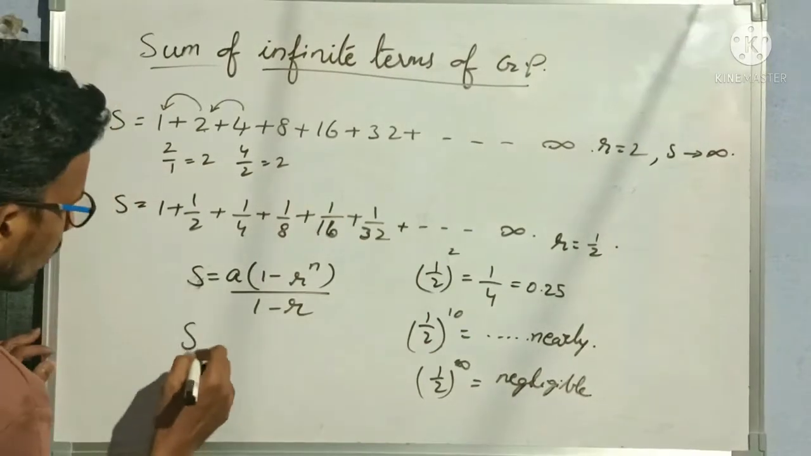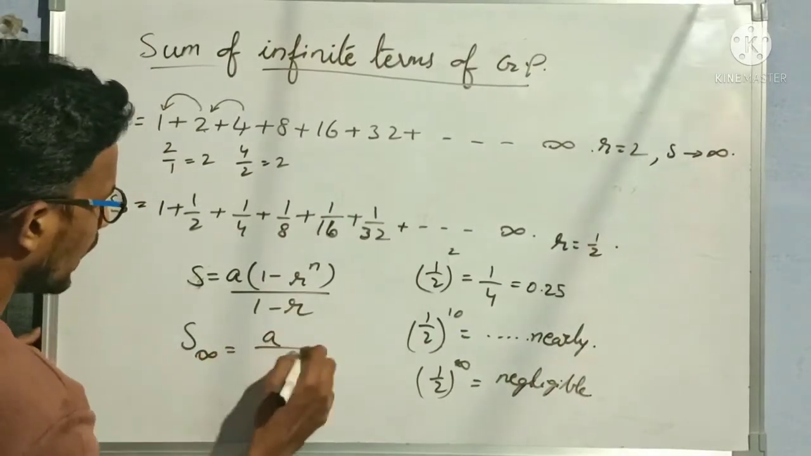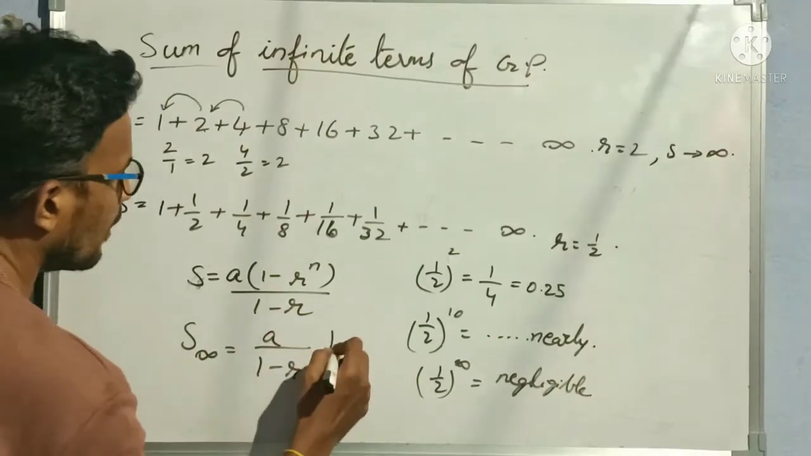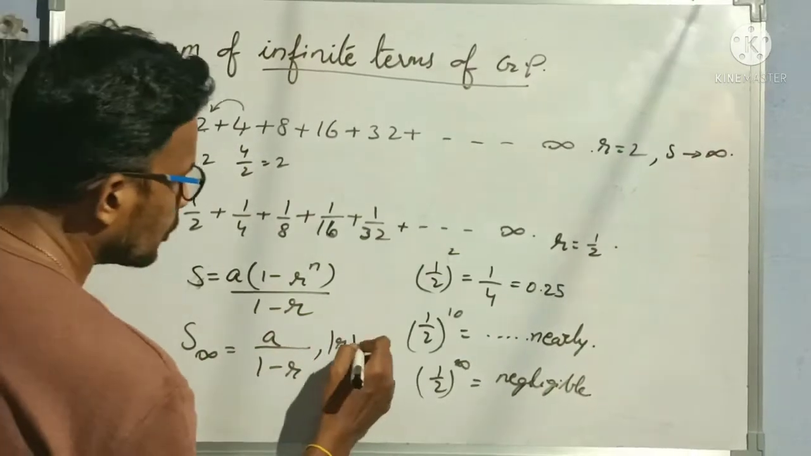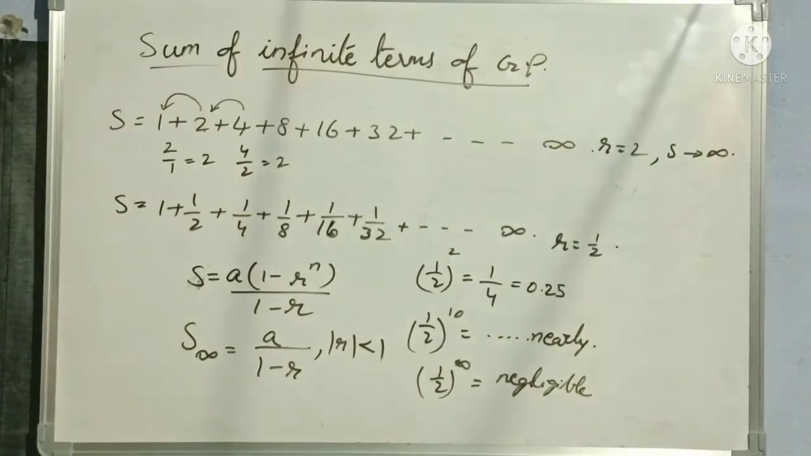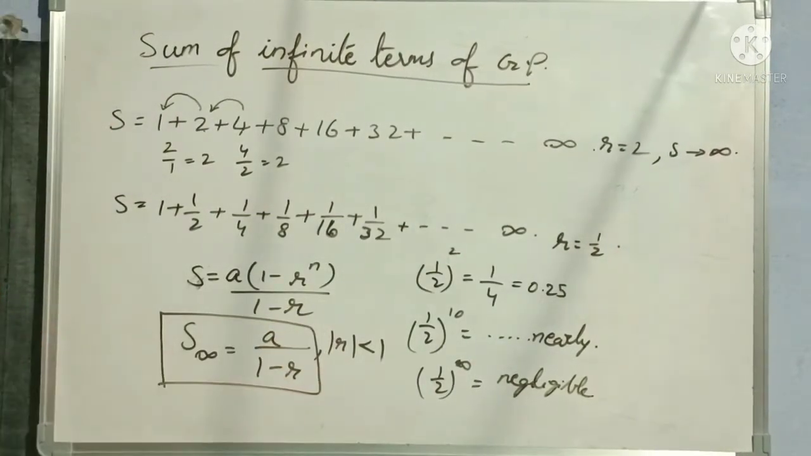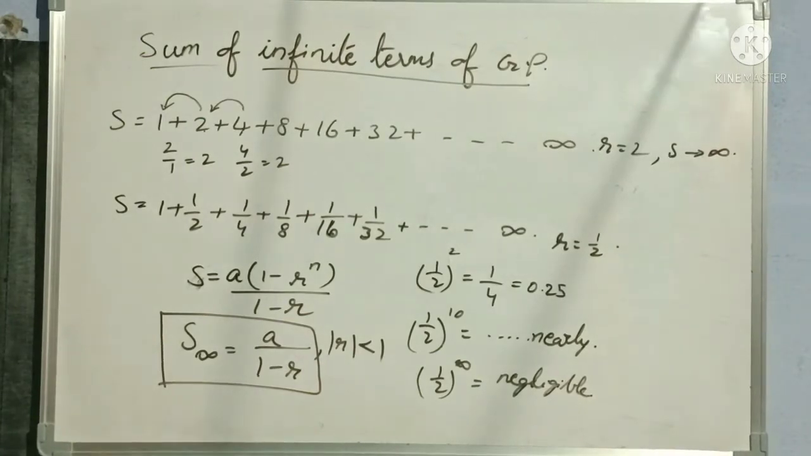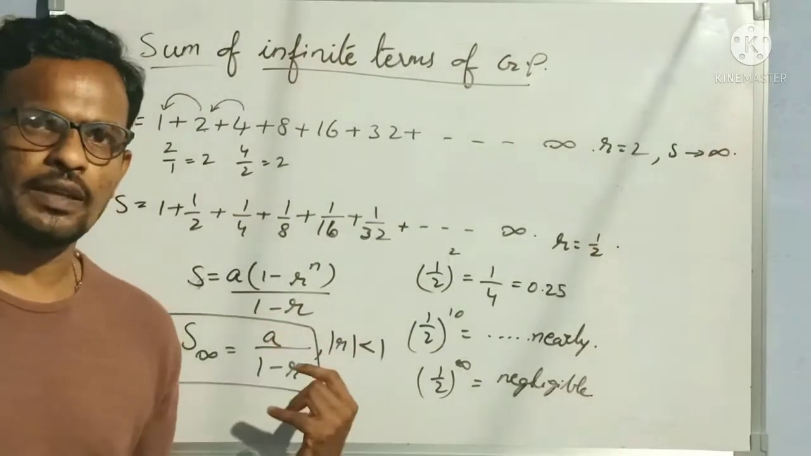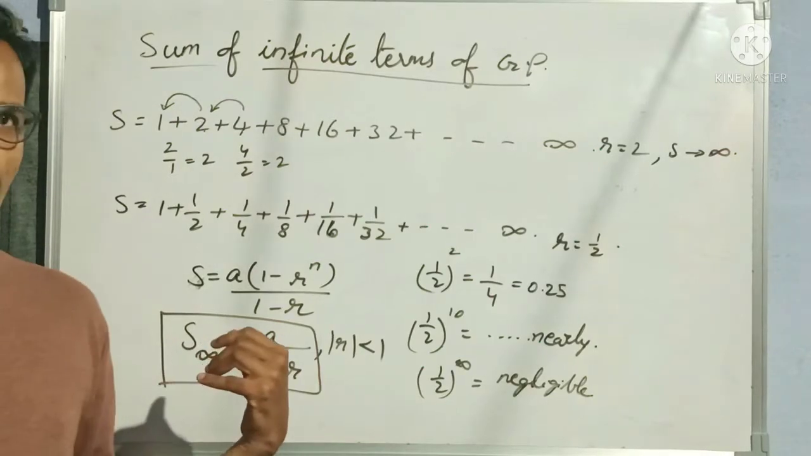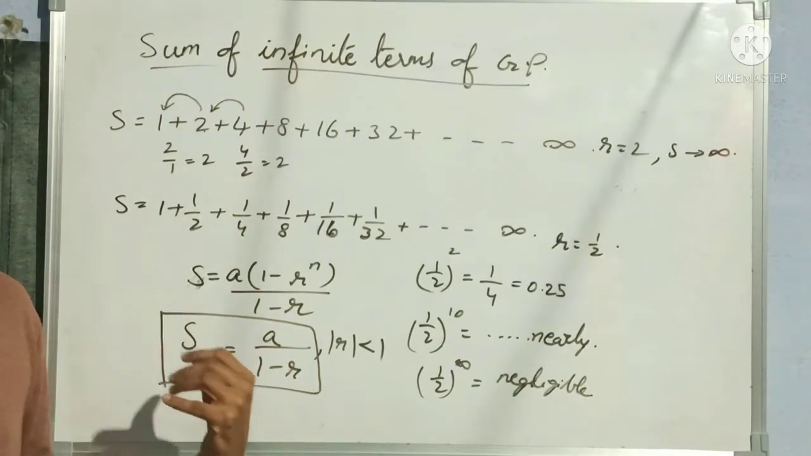So here S infinity is equal to A by 1 minus R when our modulus of the common ratio is less than 1. Understood? This formula is very, very important. This is the sum of infinite terms of a GP, that is geometric progression. I hope everybody understood now, right?